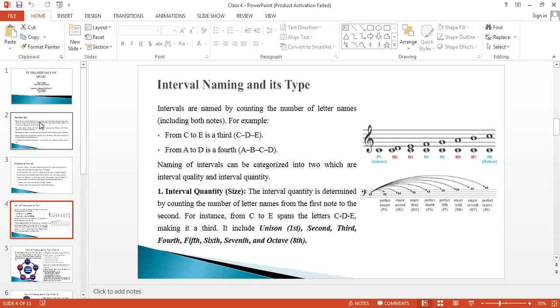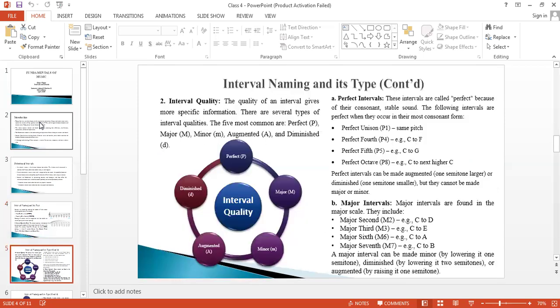You're talking about the fact that maybe, for example, do, re, mi, fa, sol, la, ti, do, re. You are moving an octave from one key or note to another. So it is very important to note that. So that's for quantity. While we talk about the interval quality, the quality of an interval gives more specific information about it. There are several types of interval qualities. We have the perfect, the major, the minor, the augmented, and the diminished.